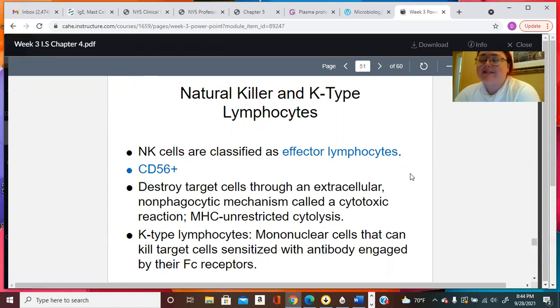So what they do is they're able to kill through extracellular non-phagocytic mechanisms. It's called a cytotoxic reaction. Sounds familiar, right? And it's MHC unrestricted cytolysis, meaning that you do not need an MHC molecule to present to a natural killer cell. It's not like presenting to a cytotoxic T cell, but the mechanism in which they kill is virtually the same as a cytotoxic T cell, right?